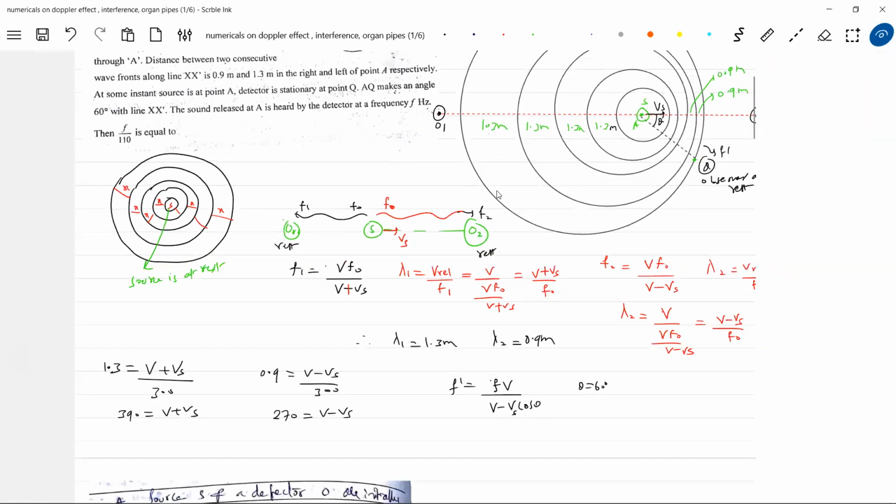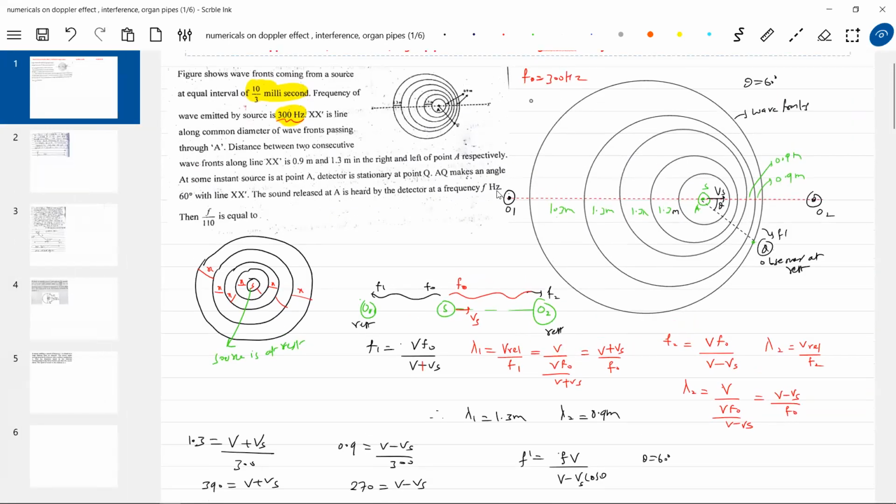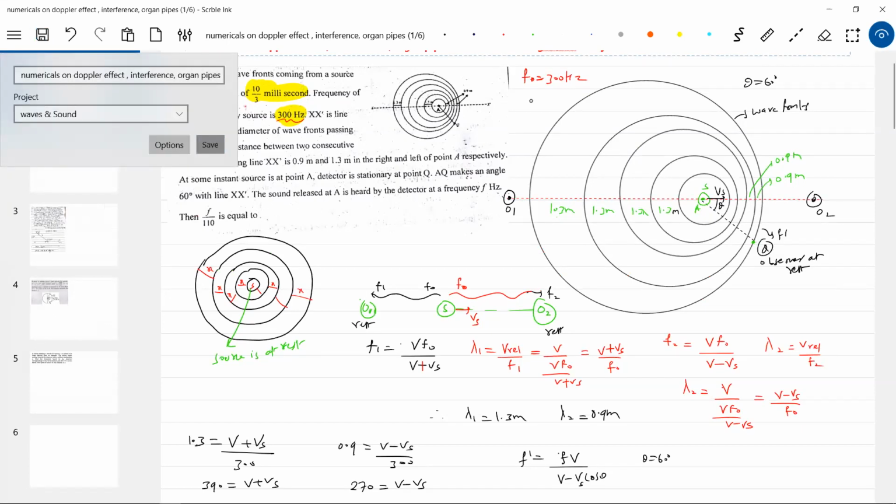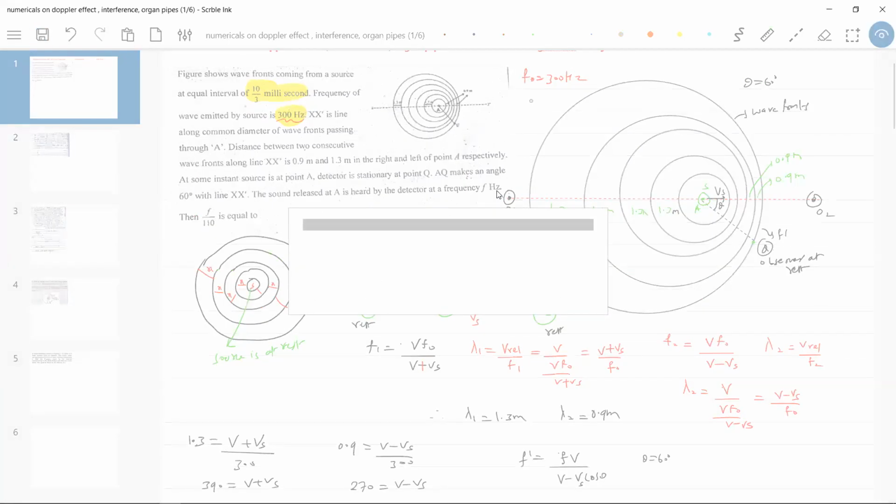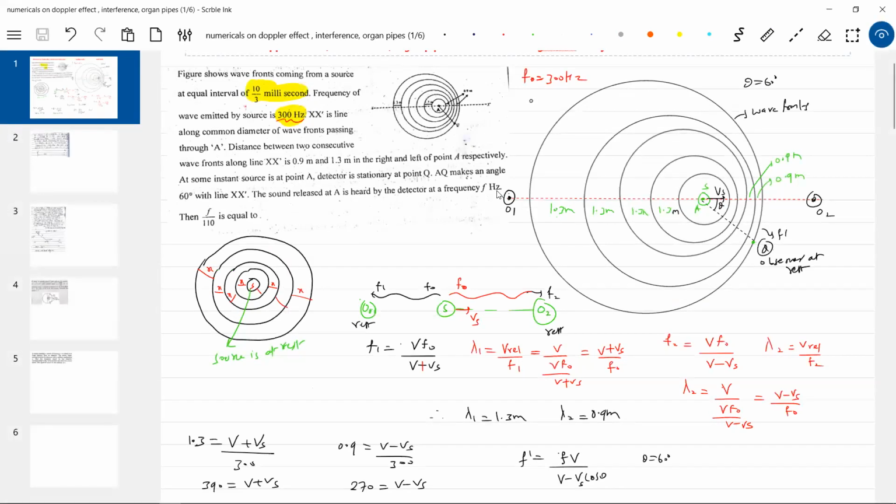Okay, are you able to get this? A very good numerical. This is asking students to imagine the wavefront concept. So your answer then, F by 110 is equal to, the answer will be 3. Check later on. I'll go to the next concept.